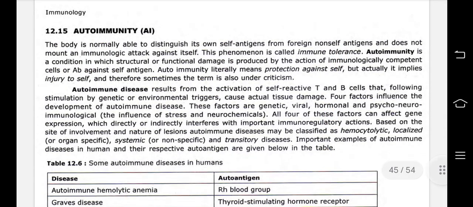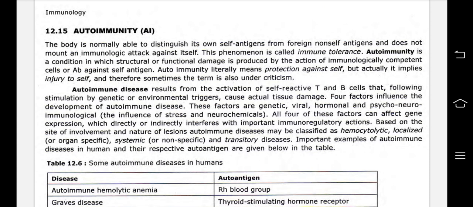And autoimmunity, which we will be learning tomorrow, but just have a quick intro. The body is normally able to distinguish its own self antigens from foreign non-self antigens and does not mount an immunologic attack against itself. This phenomenon is called immune tolerance. Autoimmunity is a condition in which structural or functional damage is produced by the action of immunologically competent cells or antibodies against self antigen. Autoimmunity literally means protection against self, but actually it implies injury to self, and therefore sometimes the term is also under criticism.